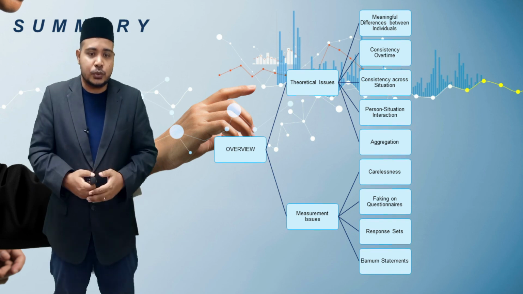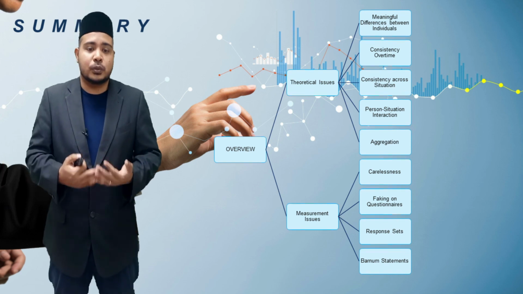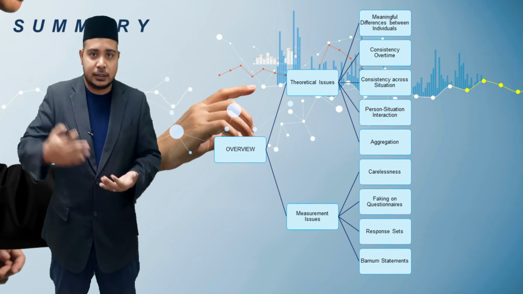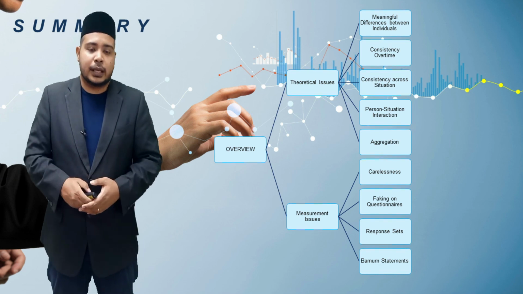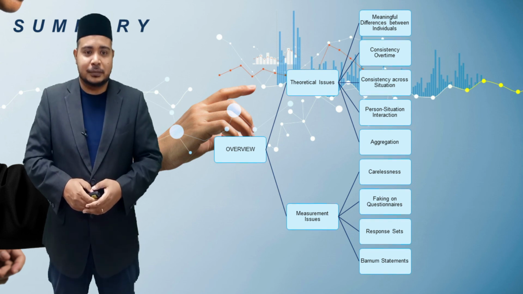Okay, in the measurement issues, we looked at the issues of carelessness. Okay, we also looked at the issues of faking questionnaires, and we looked at the response sets. There are five types there, and then we looked at the danger or the risk of Barnum statements.